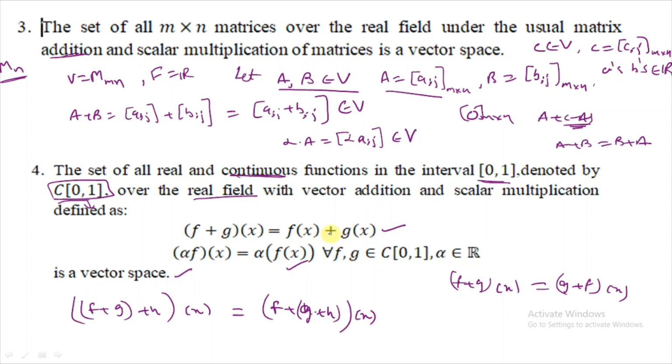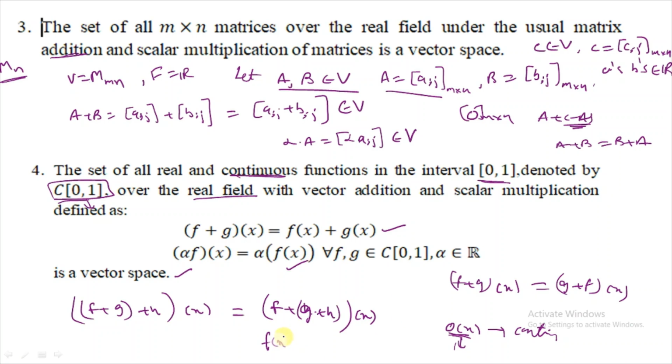The sum of continuous functions f of x plus g of x is the same as g of x plus f of x. The zero function, 0 of x, is a continuous function, the null function. The zero function is a continuous function. This is the additive identity. And if a function is there, the negative function is also there.